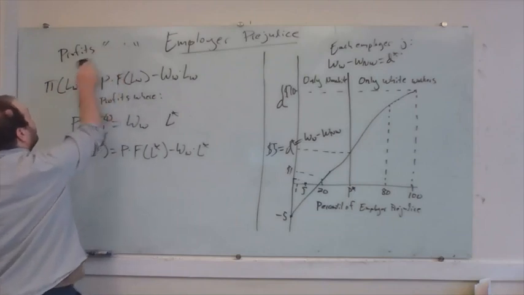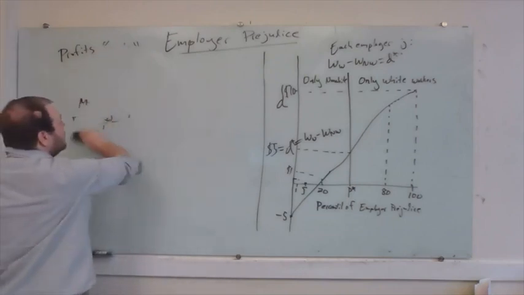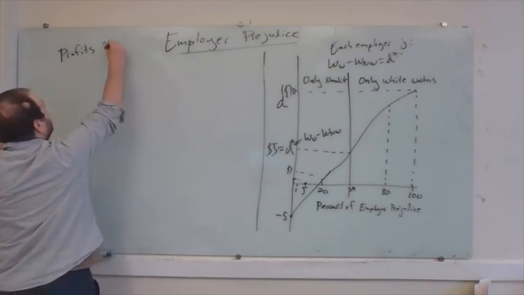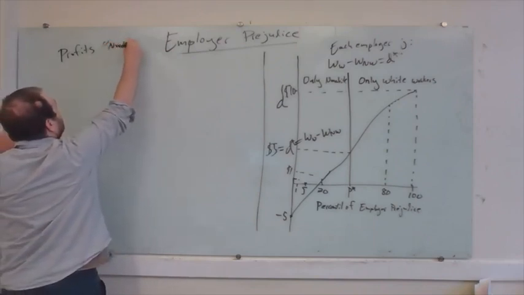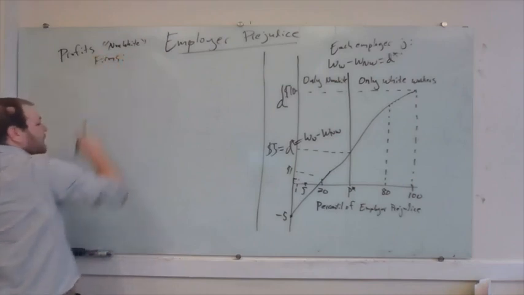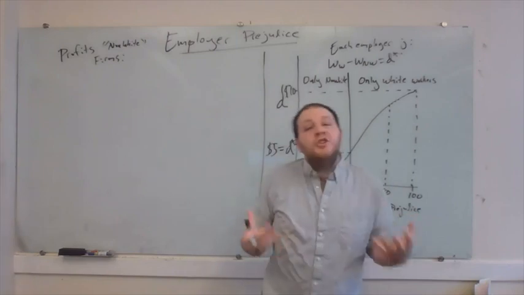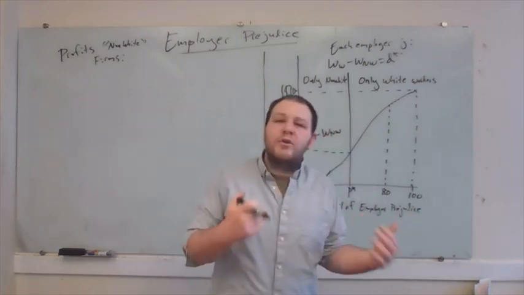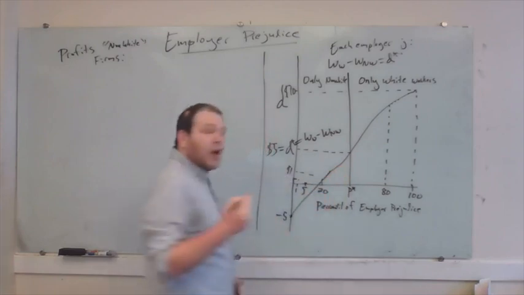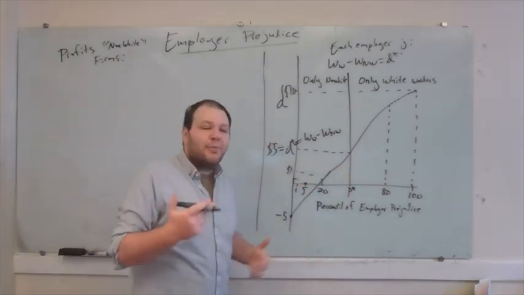Okay. How about for non-white firms, firms that do hire non-white workers? Well, they're going to do effectively the same thing, taking into account how much they perceive non-white workers to cost them. And in this case, because we think that some of these non-white firms are going to be prejudiced, this is going to depend on their level of prejudice, right?